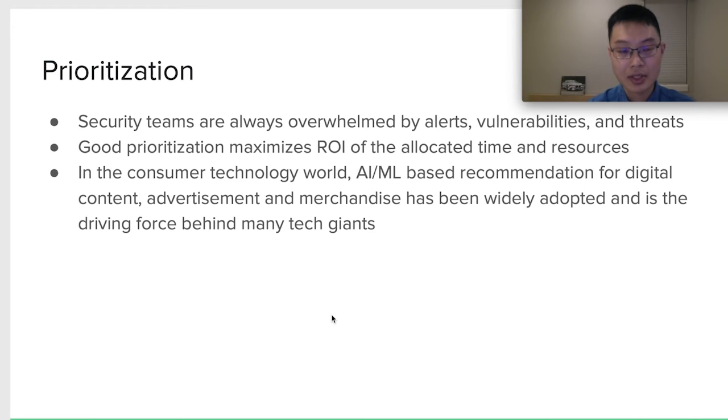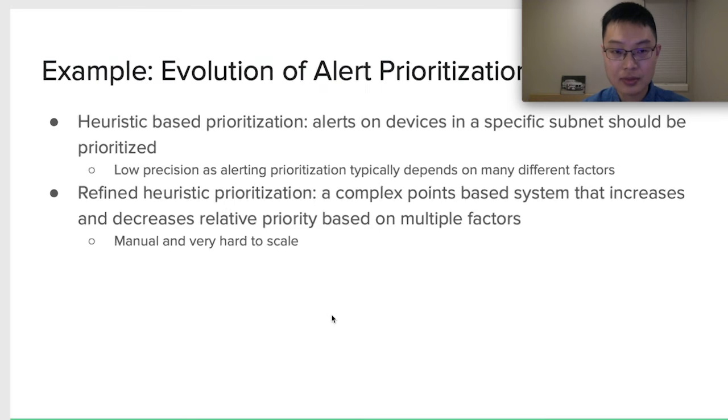The next practical application of AI/ML I want to discuss is prioritization. Today's security teams are always overwhelmed by alerts and vulnerabilities, and good prioritization helps them to maximize ROI of their limited time and resources. It also makes a lot of sense because in the consumer technology world, the same AI/ML-based recommendation systems have been widely adopted and are the driving force behind many tech giants today. You can already see or experience a lot of these systems in the form of digital content recommendation, ad targeting, as well as merchandise recommendation.